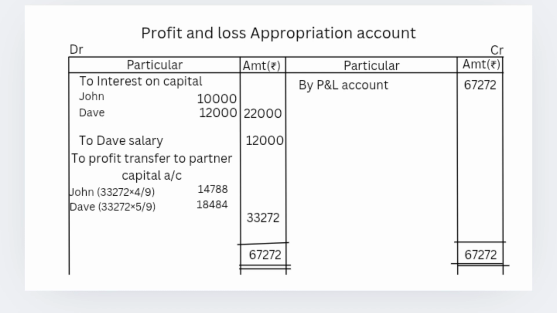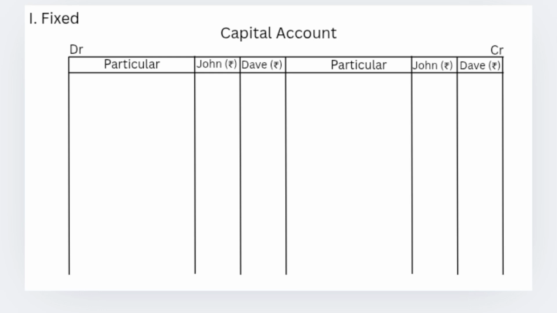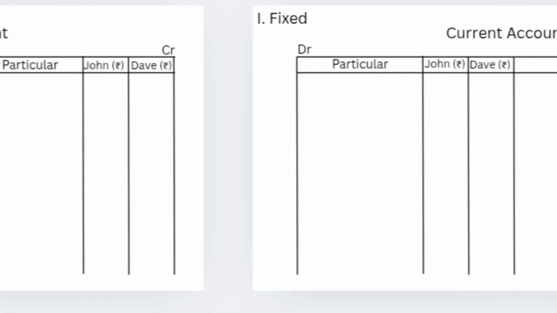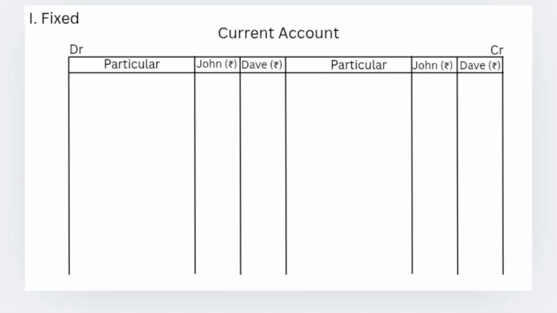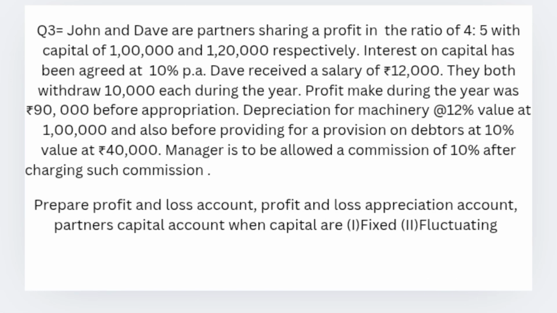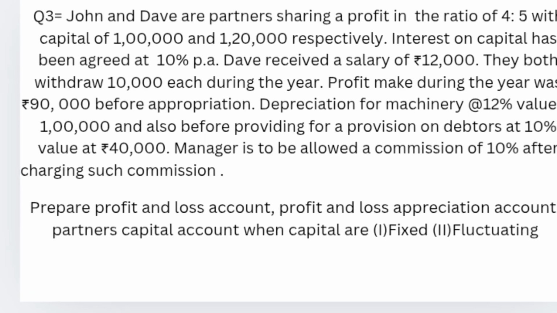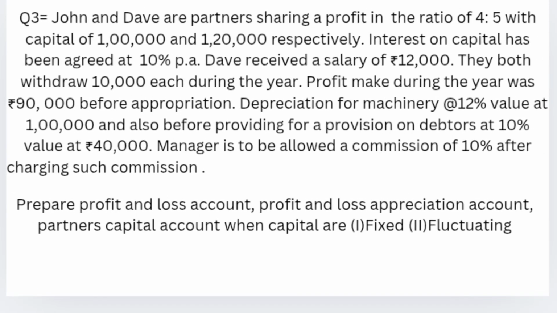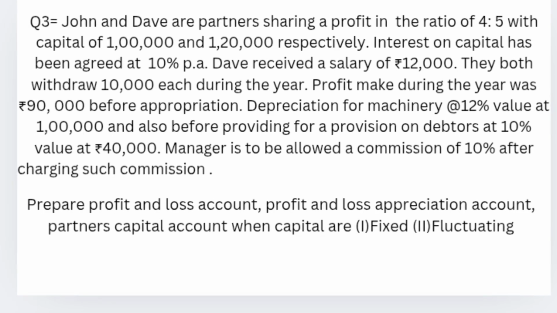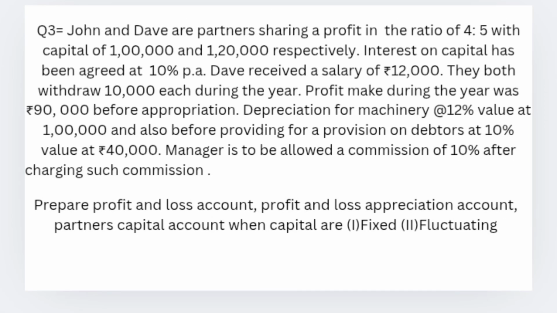Now let's prepare the current account and capital account. First we'll do the fixed capital account. First we prepare the current account. The first item in there is the drawing. Where's the drawing? This one. They both withdrew 10,000 each during the year.